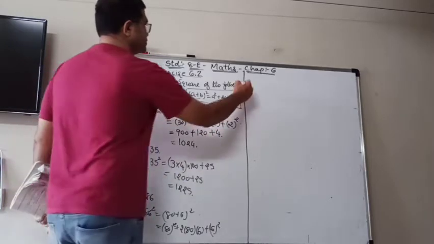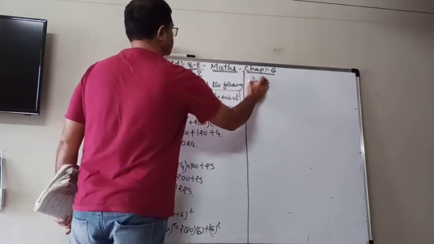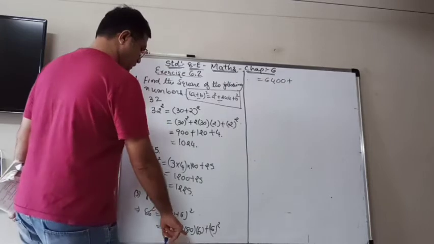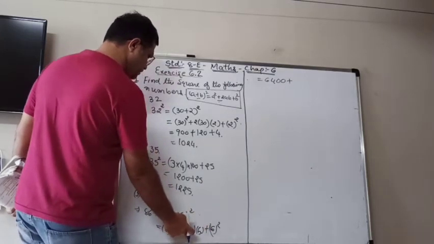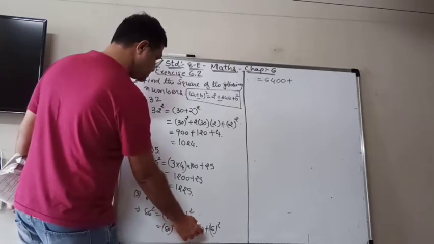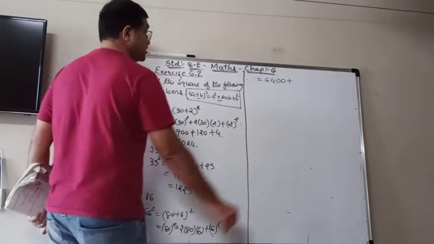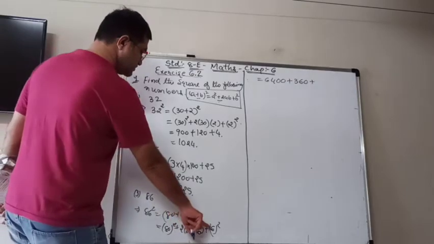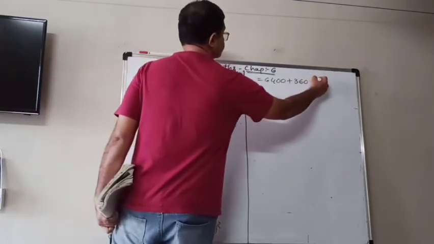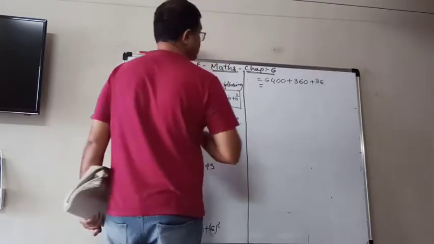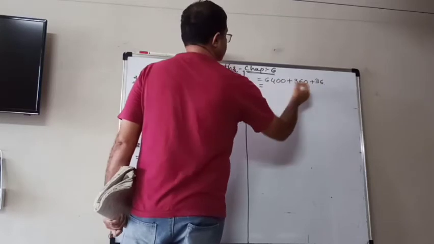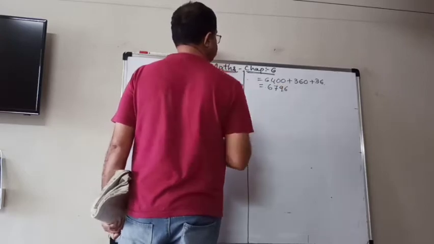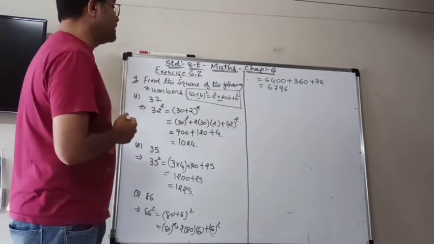So now 80: 8 square is 64. So it is equal to 6400 plus 8 twos are 16 and 16 sixes are 96, so 960, plus 6 square is 36. So the answer will be 6400 plus 960 plus 36, which is 7396.